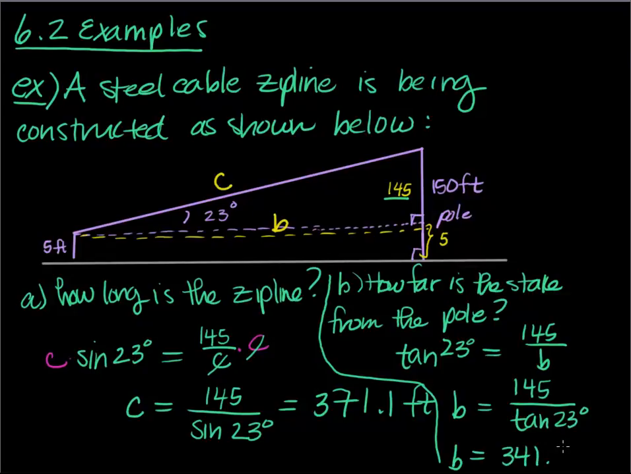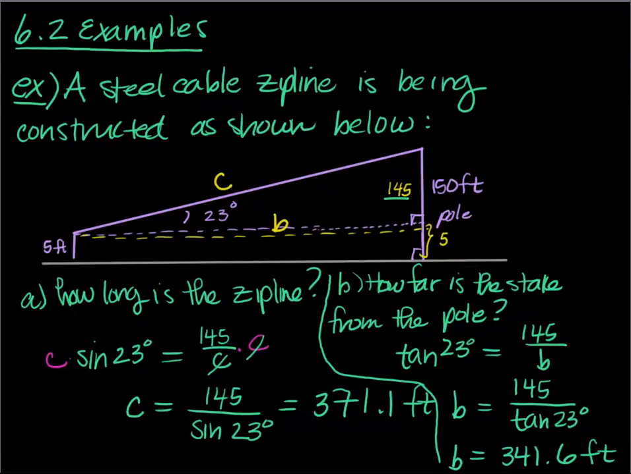Which kind of makes sense, well, 6 if we round it, because that distance should be a little bit smaller than the zip line, but should be pretty close to the same amount. But that zip line's traveling a little bit further because it starts 150 feet in the air. So I hope that makes sense.